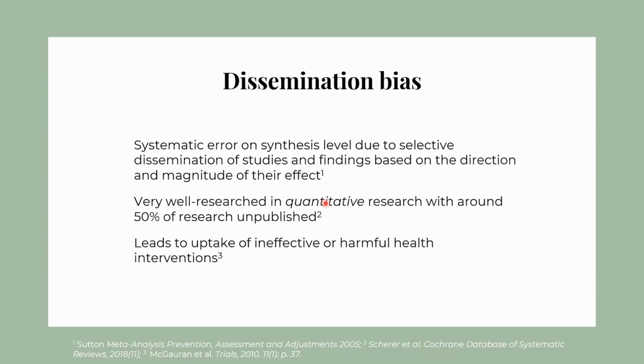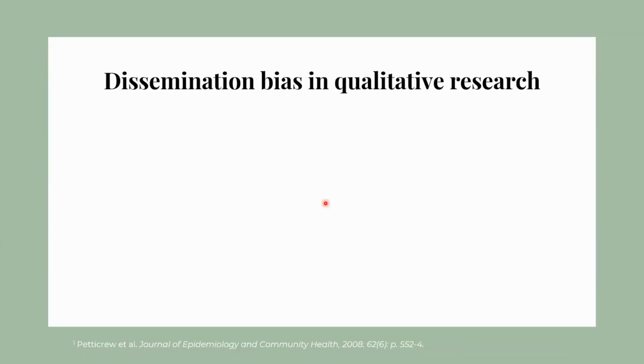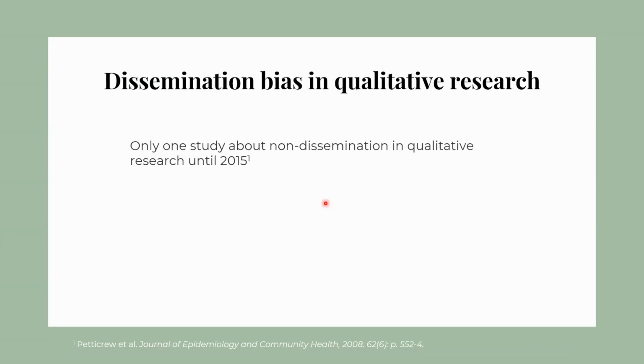What is said here on the slide holds very true for quantitative research with plenty of evidence available, but the picture looks very different in qualitative research. In qualitative research, there was only one study about non-dissemination in qualitative research until 2015. And we have no evidence for dissemination bias in qualitative research.